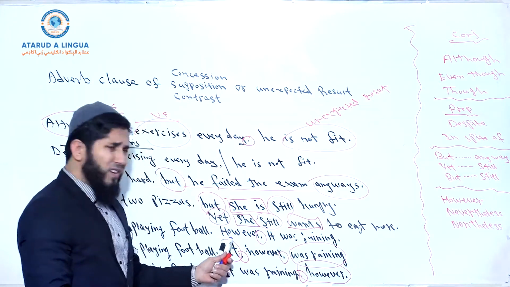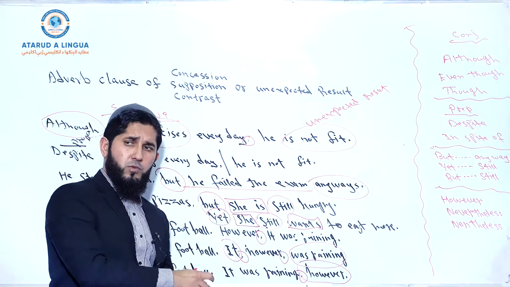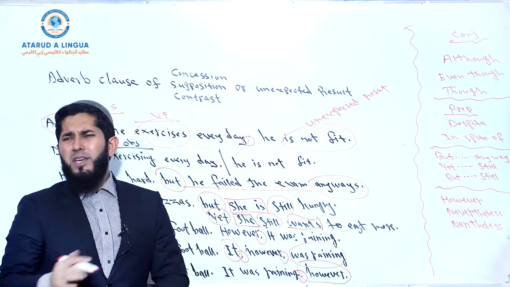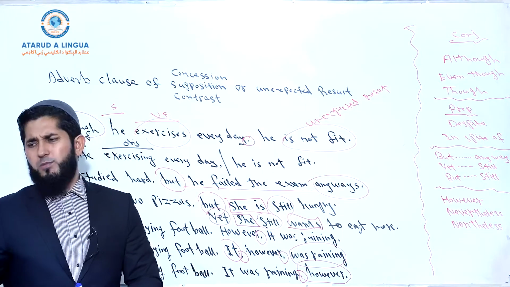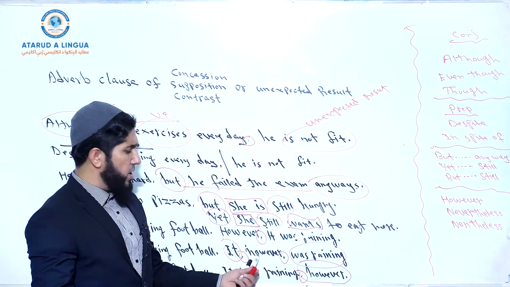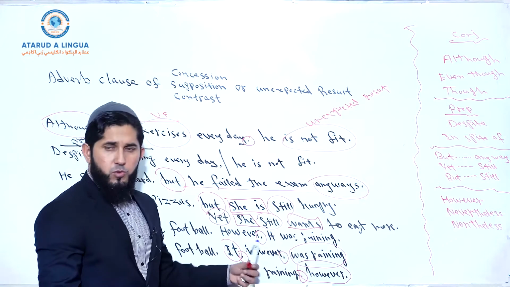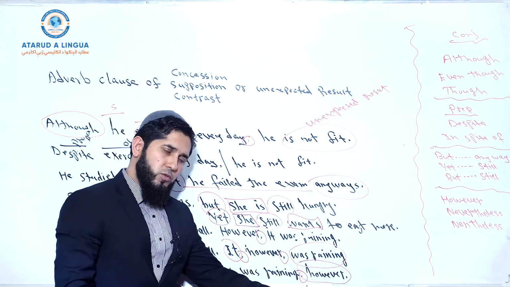So now, using it this way, however, it was raining, or nevertheless, it was raining, or nonetheless, it was raining, is very, very common in spoken English, even in academic spoken English, okay? But it, however, was raining, bringing the transition between the subject and verb form, and using two commas, one before the transitional word and one after the transitional word.